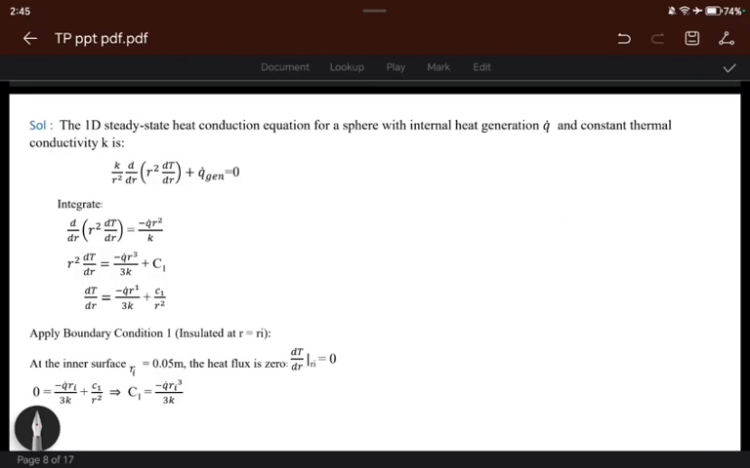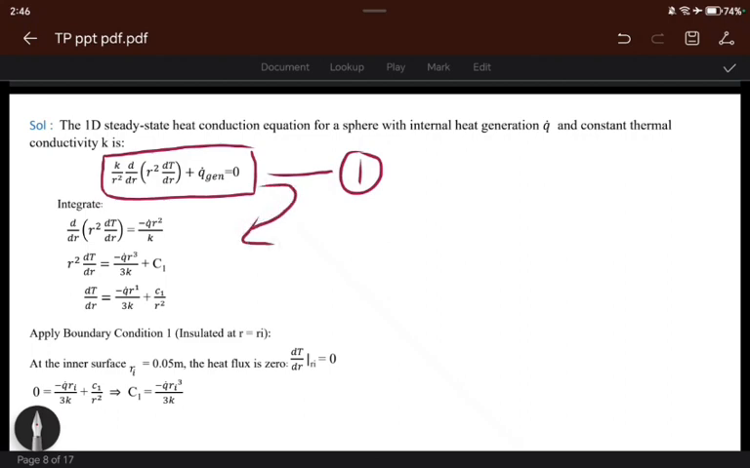the heat equation method. So we know our final equation, we will get this equation k by r square d by dr r square dt by dr plus q generation. Now we simplify this equation, we will get d by dr r square dt by dr equal to minus q r square by k. Now we integrate this equation, we will get r square dt by dr equal to minus q r cube by 3k plus c1, that is constant.